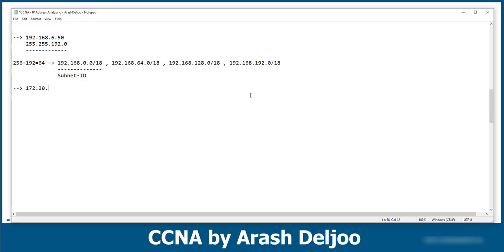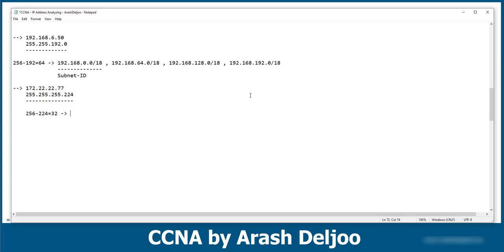172.22.22.77, okay. After that, this is the subnet mask: 255.255.255.224. That's it, okay. Let me write here. Here we have the fourth octet as the interesting octet: 256 minus 224 equals 32.